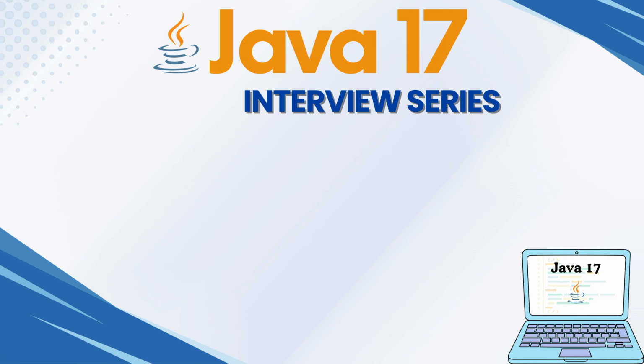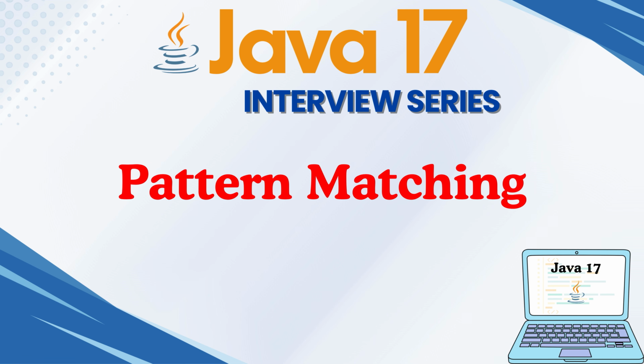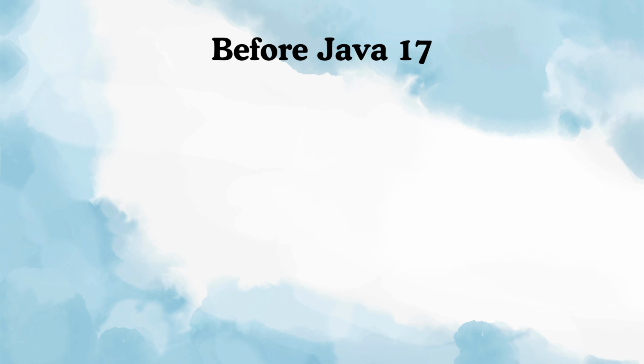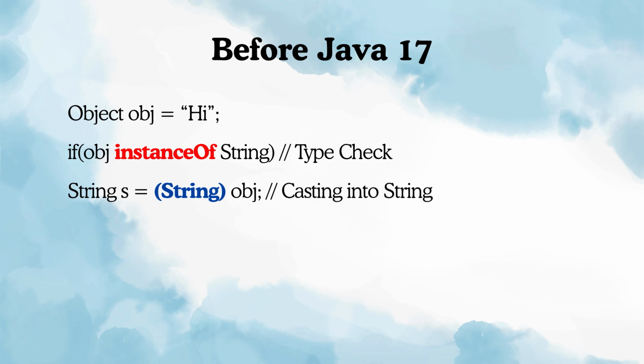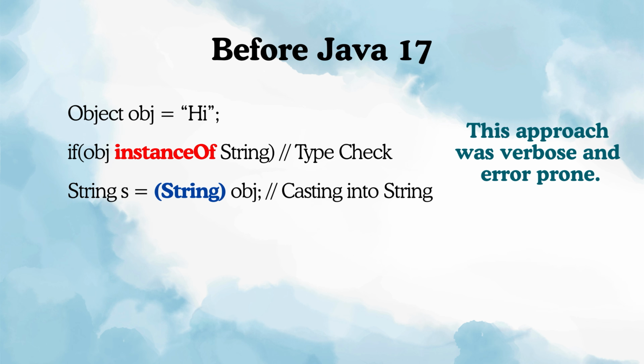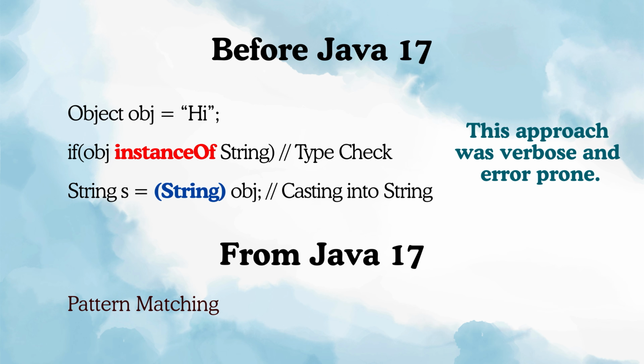Today we'll be diving into a very important and modern Java feature, pattern matching in Java 17. Traditionally in Java, whenever we wanted to check the type of an object, we used instanceof, and then we had to manually cast it before using it. That made the code a bit verbose and sometimes error prone. But with pattern matching, things get much cleaner.